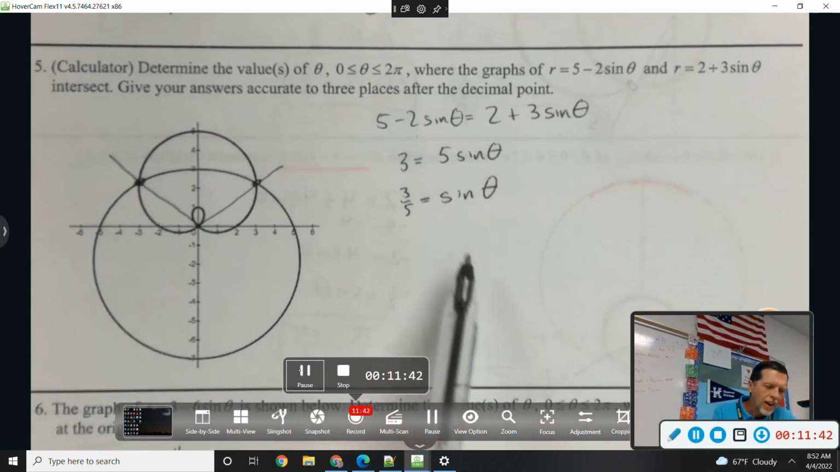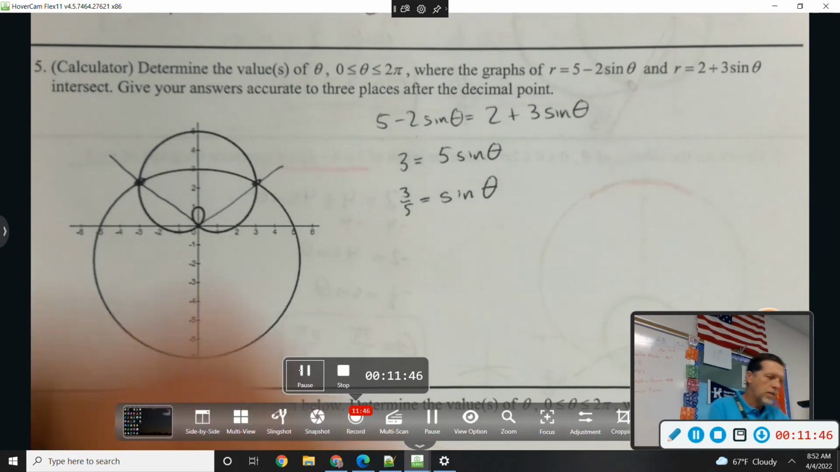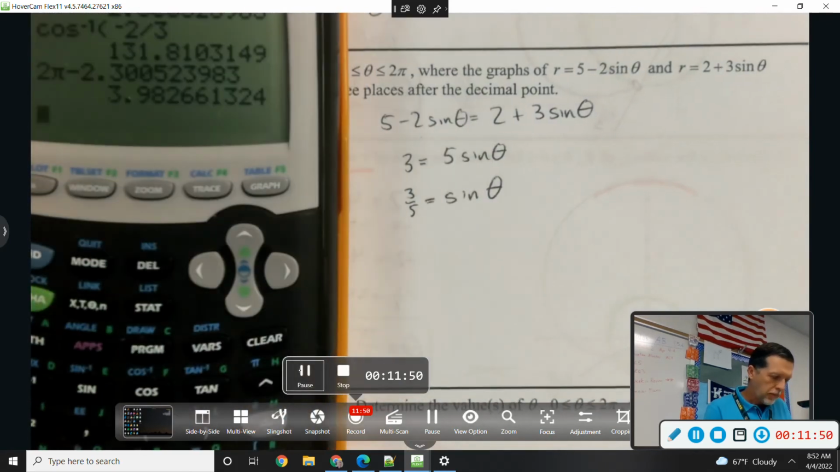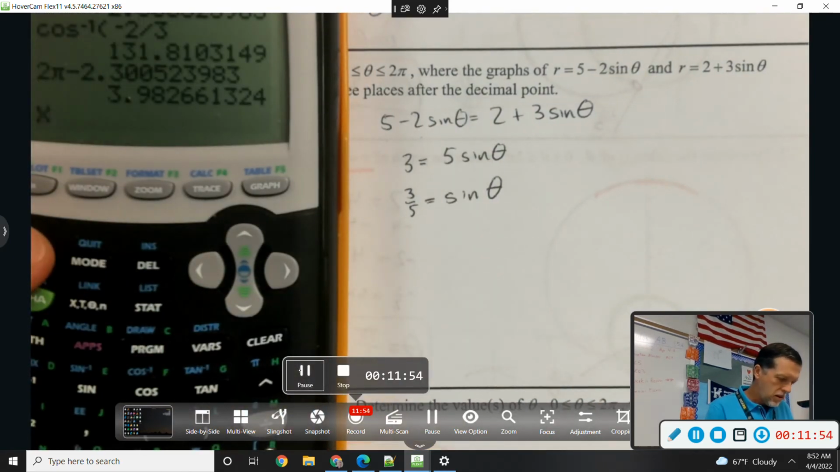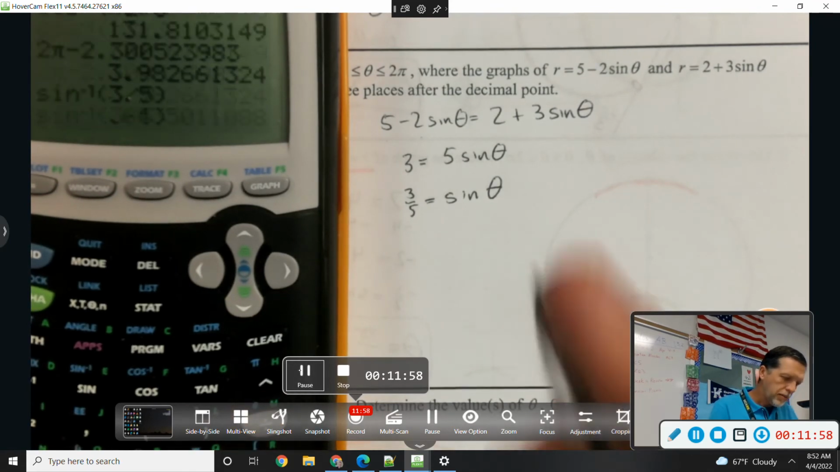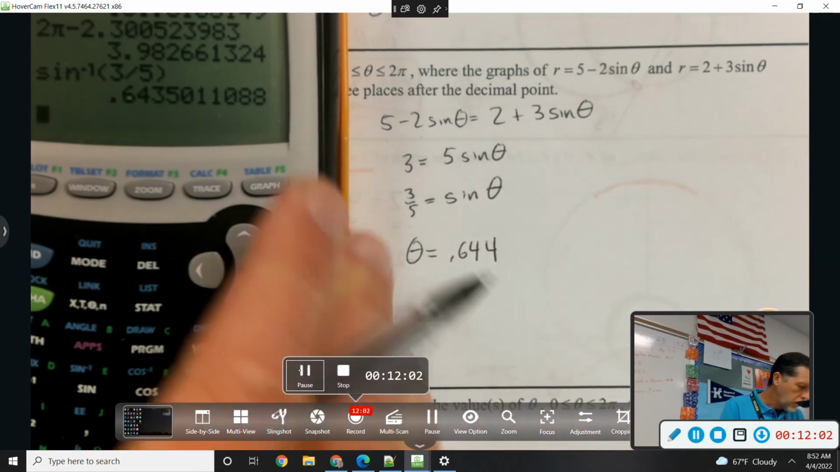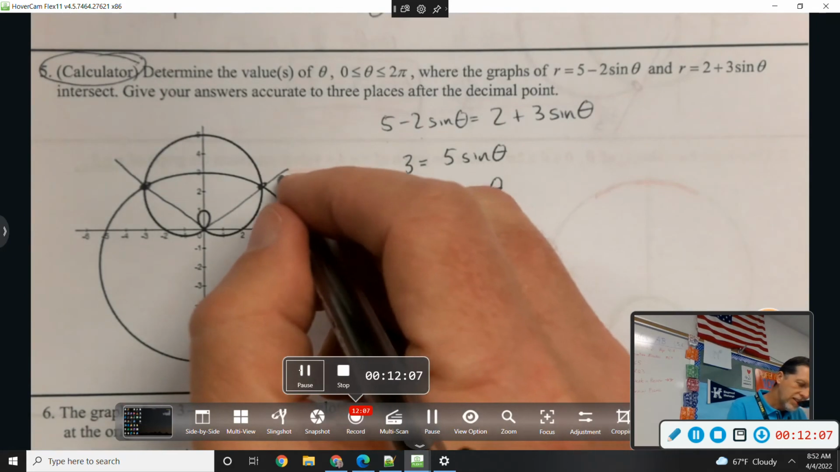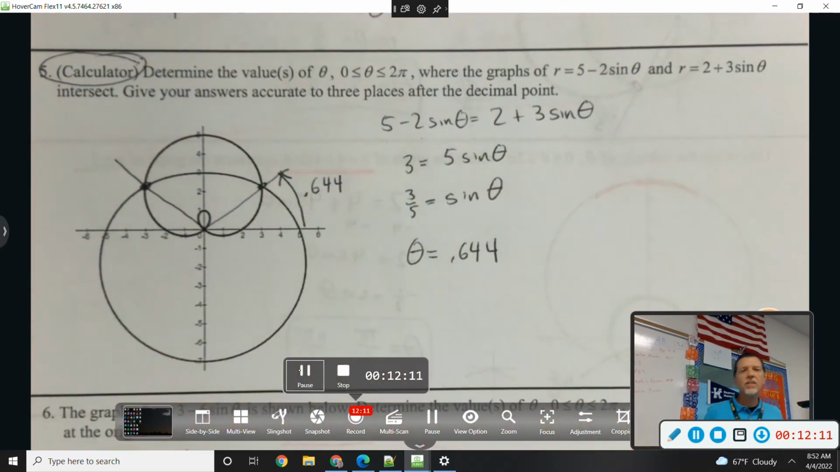Okay, sine equals 3/5. That doesn't sound like a unit circle value. So calculator, plus it said calculator from the get-go. Get back to radians. Inverse sine, 3/5. 0.644. But that's that angle.